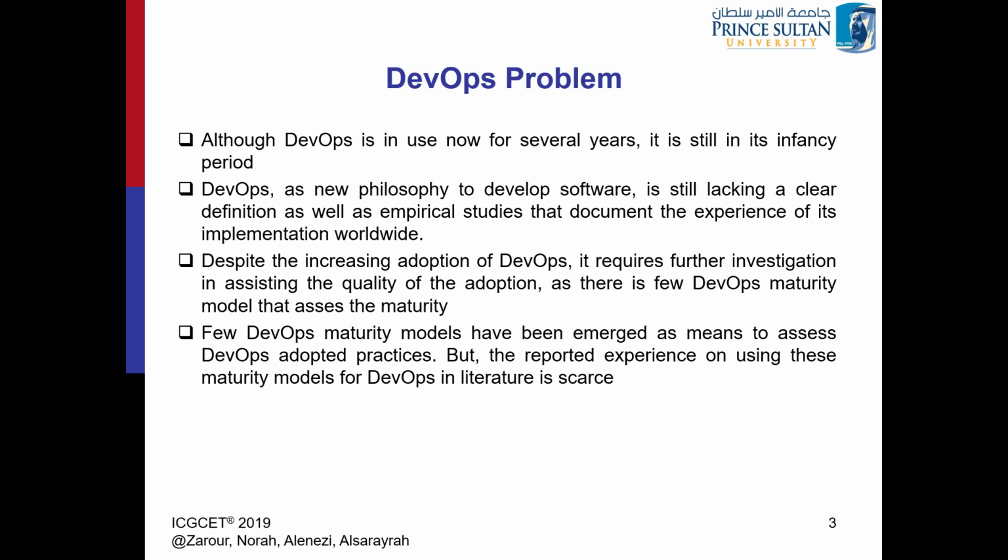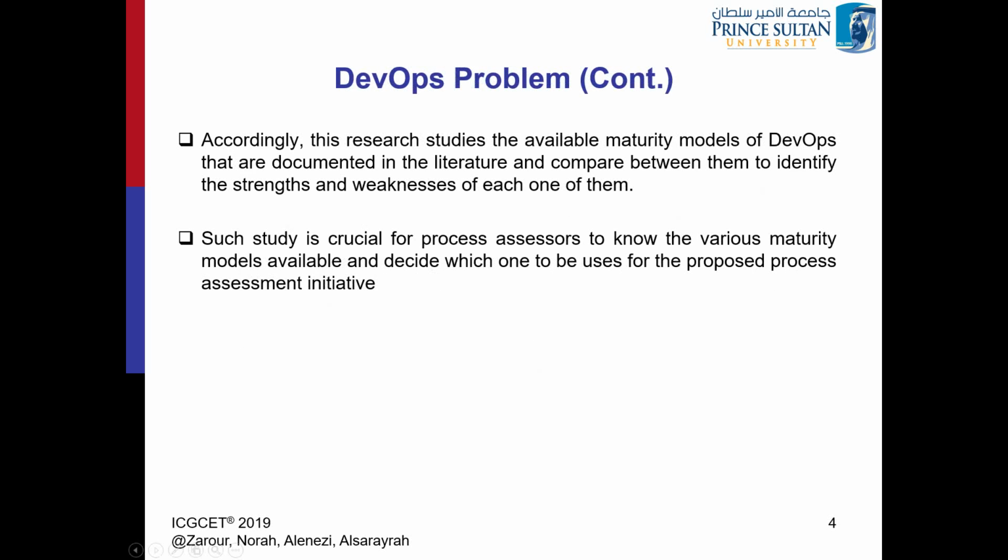Despite the increasing adoption of DevOps, it requires further investigation in assessing the quality of the adoption, as there are few DevOps maturity models that assess the maturity till now. Few DevOps maturity models have emerged as a means to assess DevOps adopted practices, but the reported experience on using these maturity models for DevOps in the literature is still scarce. And this is the main focus of this paper.